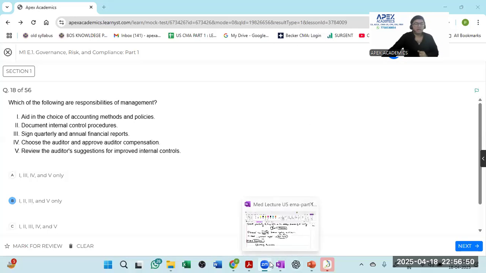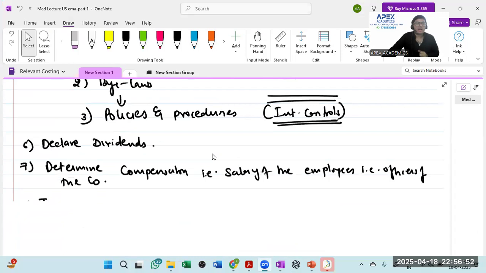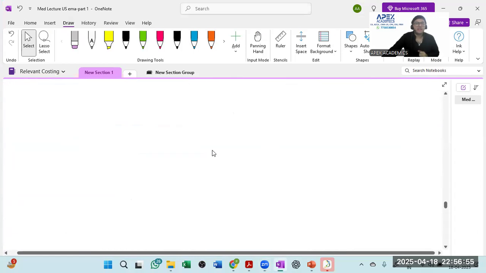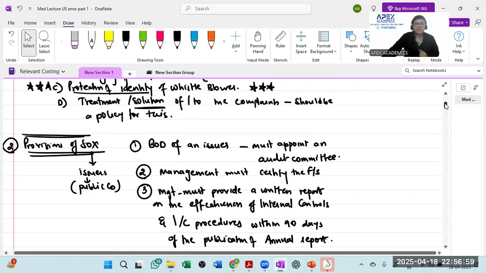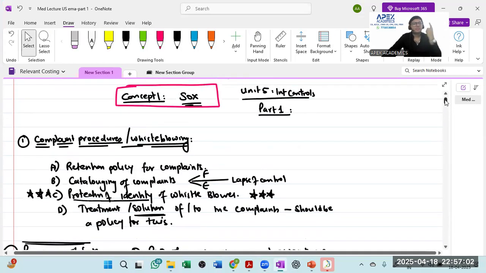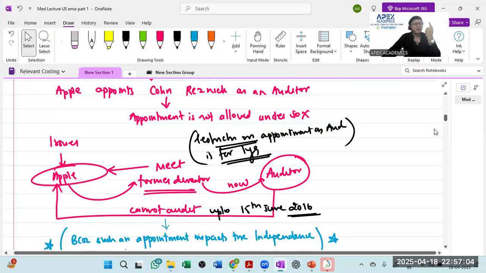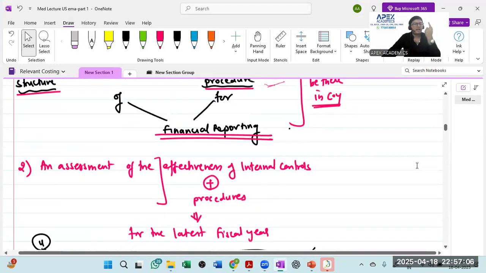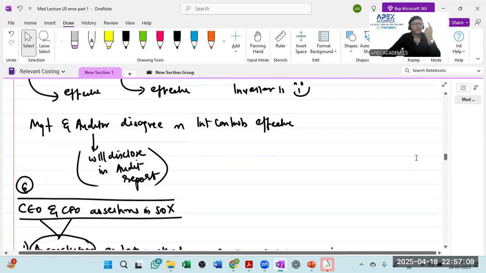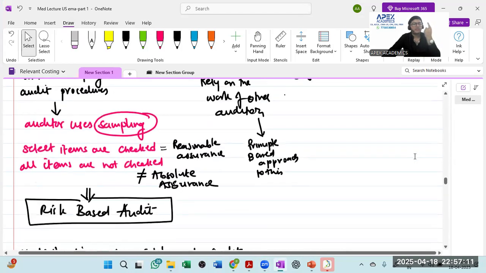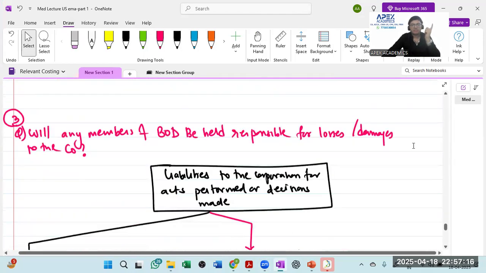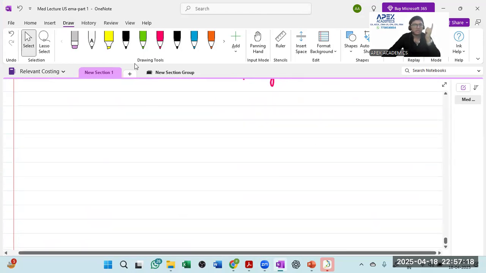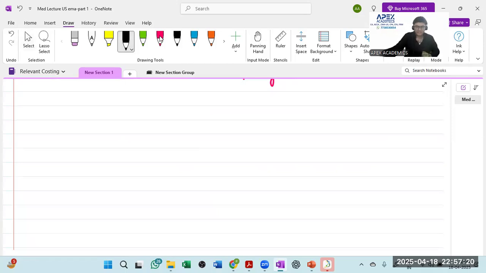So now we are recording and we are now taking into consideration the next concept of our notes. So let's quickly discuss. We started with SOX, concept one. Concept number two that we had was board of directors. Now concept number three that we are going to go towards.